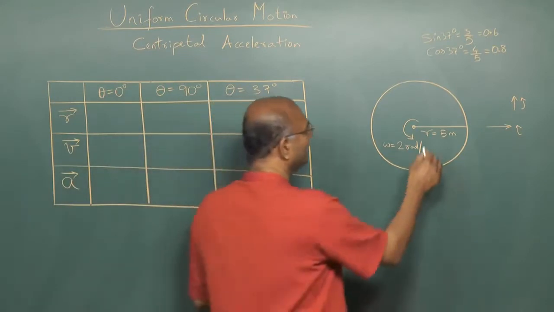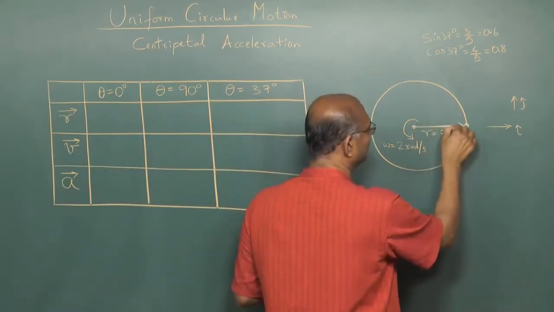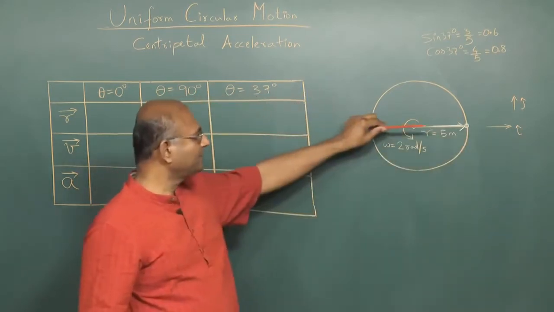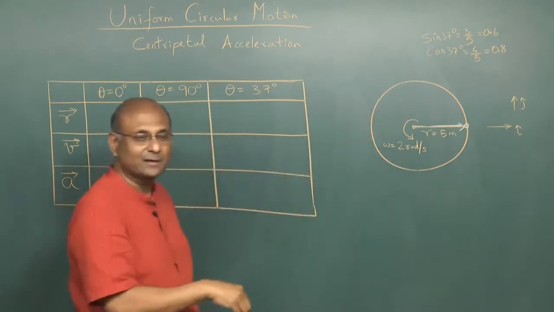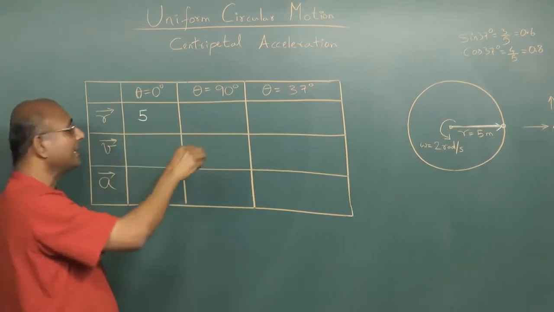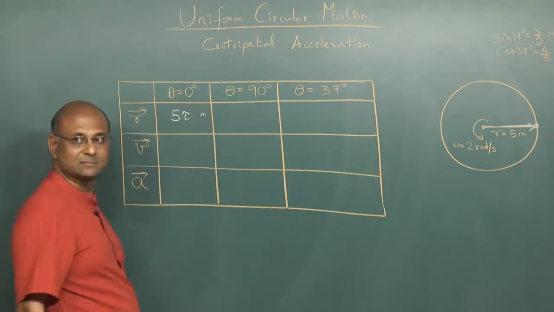Let us think about it. When the particle is here, the angle is 0, so at 0 degrees, the vector is pointing like this, right? So what will be the r vector? The r vector will be 5 in the i cap direction, so 5 i cap meters.